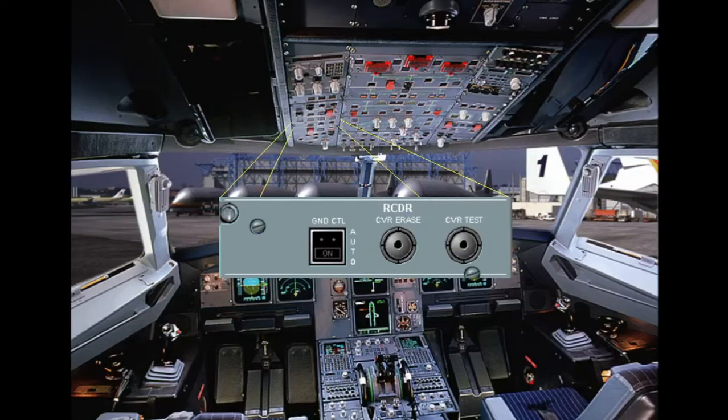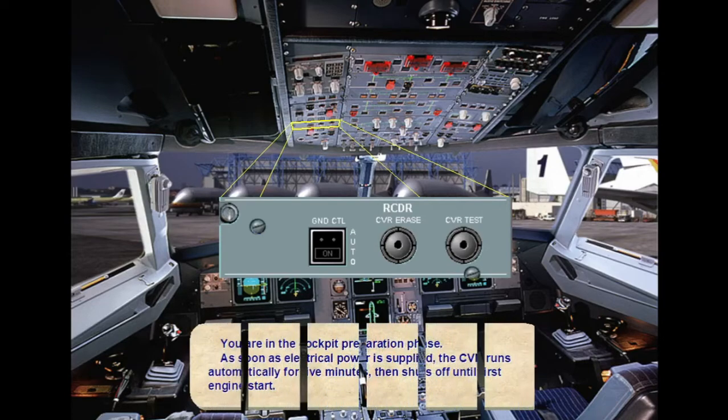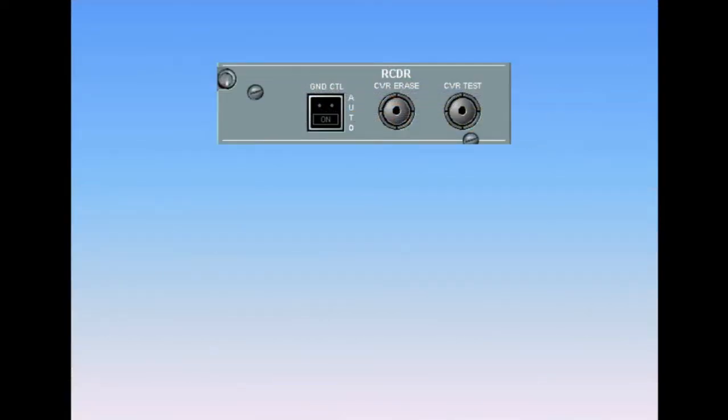You are in the cockpit preparation phase. As soon as electrical power is supplied, the CVR runs automatically for 5 minutes, then shuts off until first engine start. Part of the pre-flight check is to test the CVR.